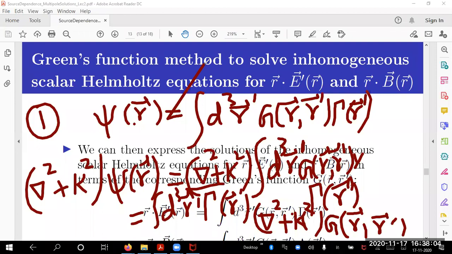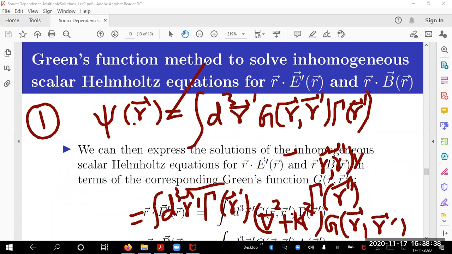Do I know what is del squared plus k squared acting on g of r prime? Anybody? I am asking whether I know it or not. Don't hesitate to answer. Just tell me, do you know what is del squared plus k squared acting on a Green's function? Do I know it? No, ma'am. Delta r minus r prime. I told you it's a Dirac delta function. I had said that it is known.